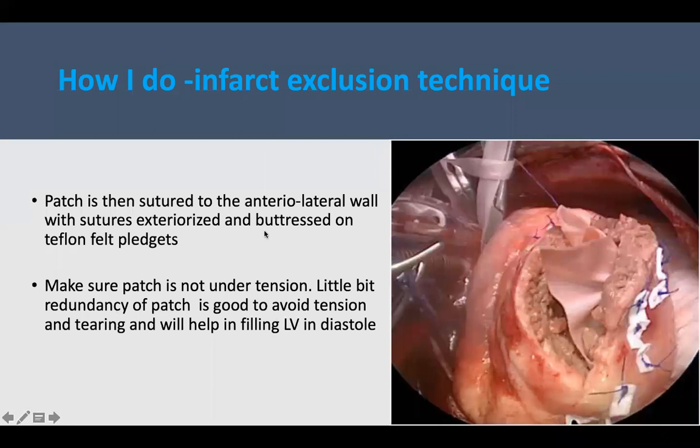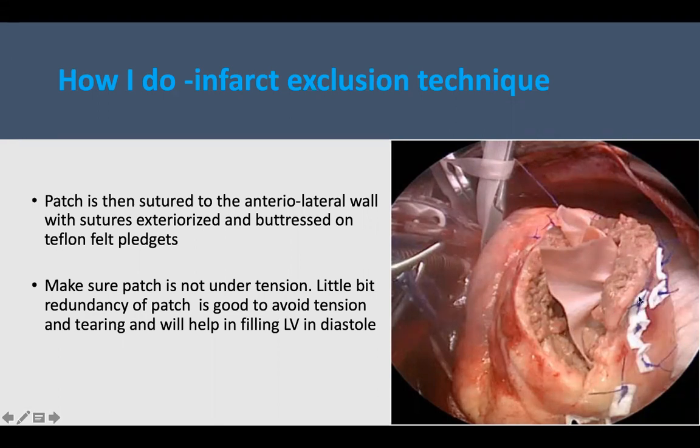Next, I suture. If you can see this image, this is the patch. I stitch this patch from the inside to the anterolateral wall of the ventricle. This is the right ventricle. This is the LAD area. This is the apex, and this is the proximal. So I put stitches from inner to the outer on the anterolateral wall.